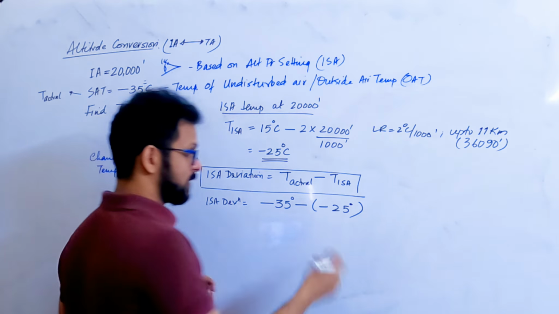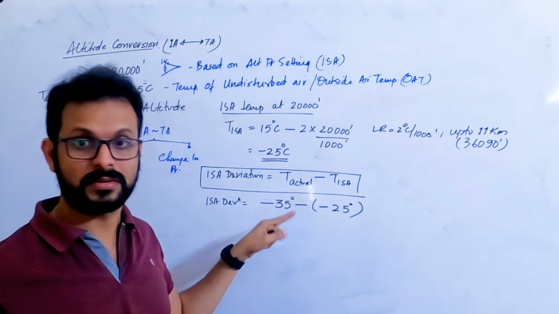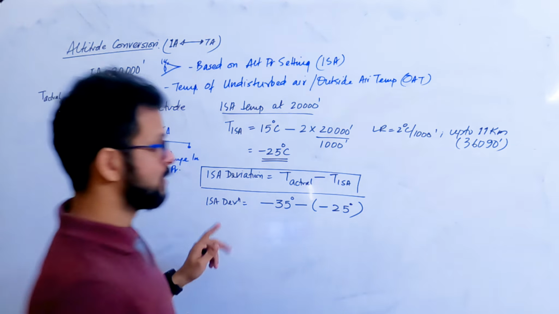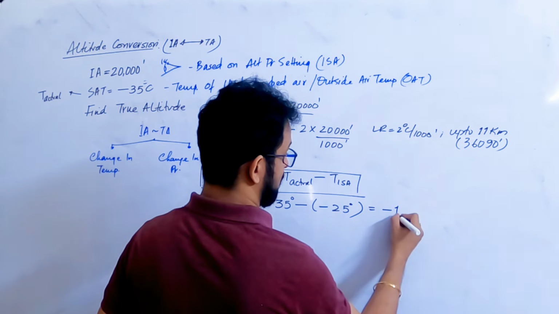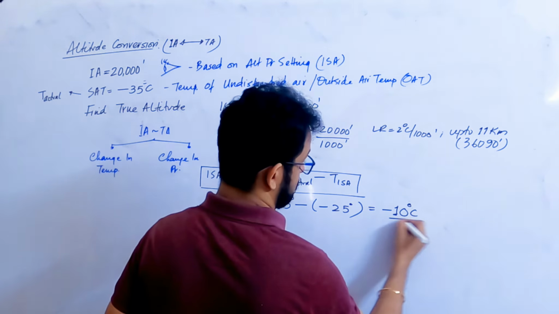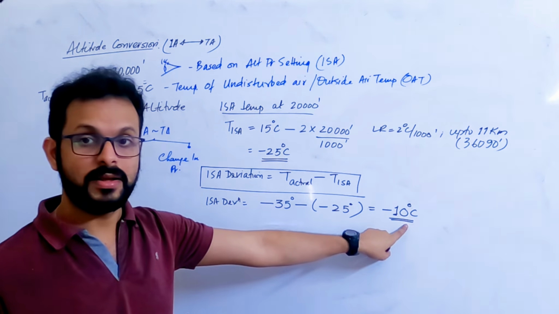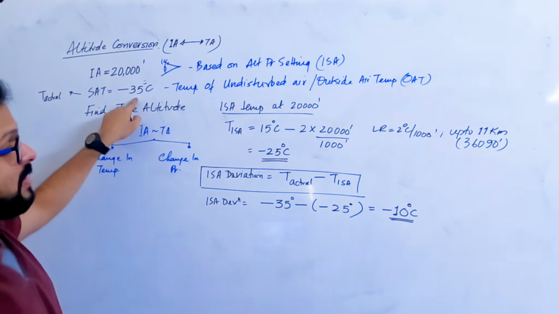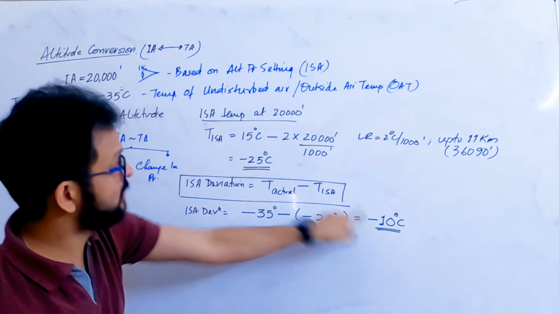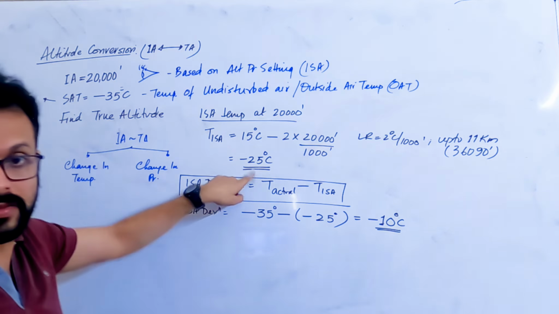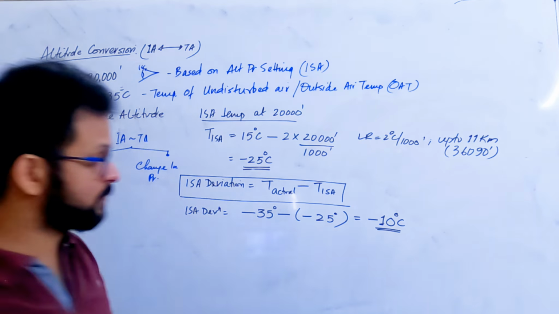So I'm trying to emphasize those places where I generally find mistakes coming up, because if you don't consider this, the value is entirely different. So what is this? This is a minus 10 degrees Celsius. This is what we just said. This minus 10 degrees Celsius indicates that the actual temperature is 10 degrees Celsius, and minus indicates a colder scenario. So actual temperature is 10 degrees Celsius colder than the ISA. That is the meaning of that.